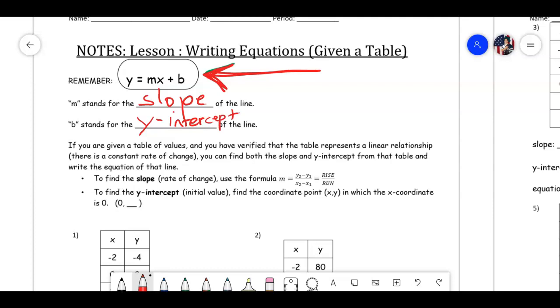Now, if you need a way to remember this, everybody, think of M like a mountain. A mountain slope.